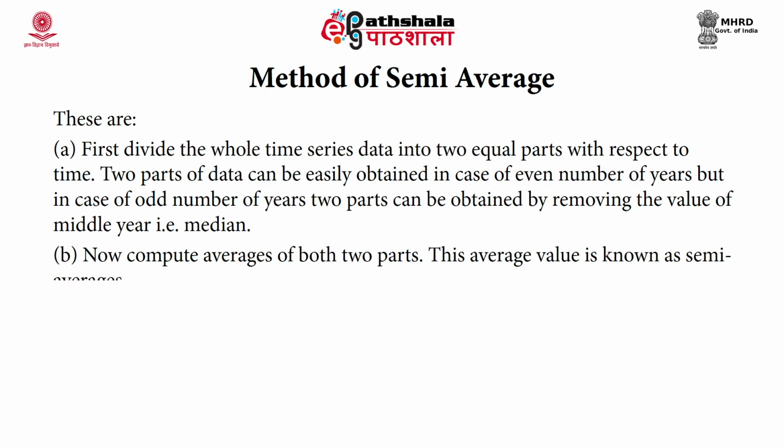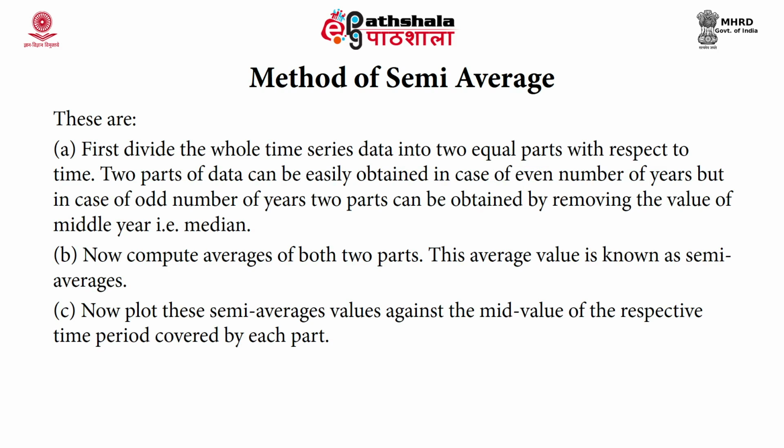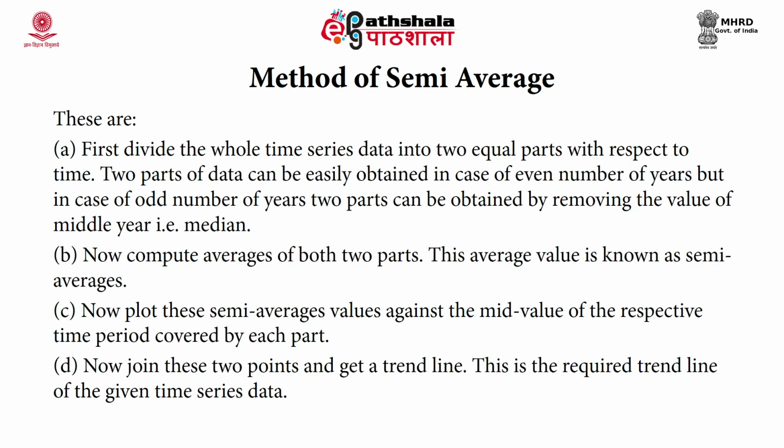Now compute the average of both parts. This average value is known as semi averages. Now plot the semi average values against the mid value of the respective time period covered by each part. Now join these 2 points and get a trend line. This is the required trend line of the given time series data.